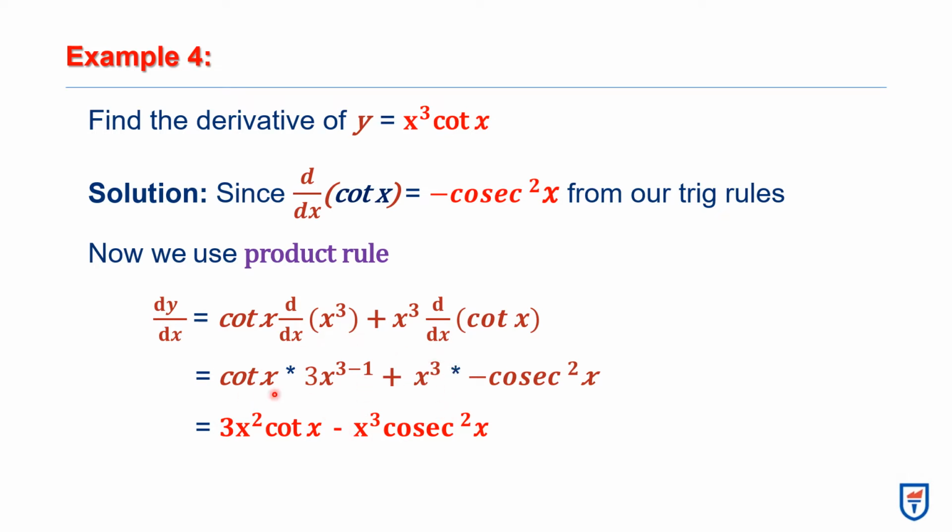So we end up having our final result as cot x times 3x to the power 3 minus 1, which gives us 3x squared cot x, and x cubed times minus cosec squared x, which gives us minus x cubed cosec squared x. So this 3x squared cot x minus x cubed cosec squared x becomes our result for the derivative of this expression, which is y equals x cubed cot x.